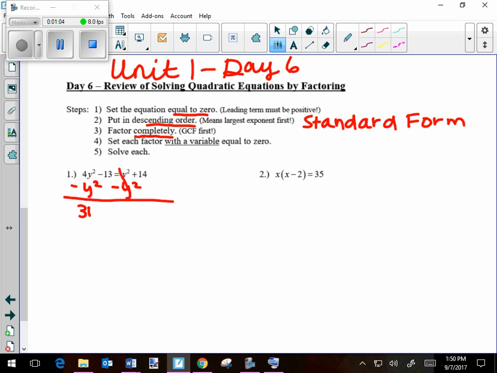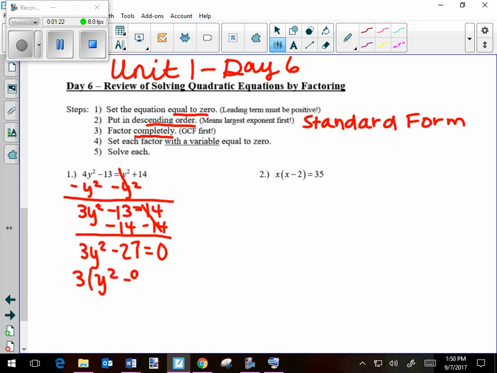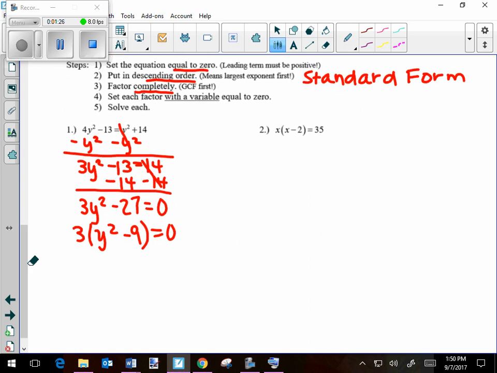So I'll have 3y squared minus 13 equals 14. I'm going to minus the 14 from both sides. So I have 3y squared minus 27 equals 0. GCF factoring means I'm going to take out a 3: 3 times y squared minus 9 equals 0. What's inside my parentheses can be factored. It's difference of squares: y plus 3, y minus 3.